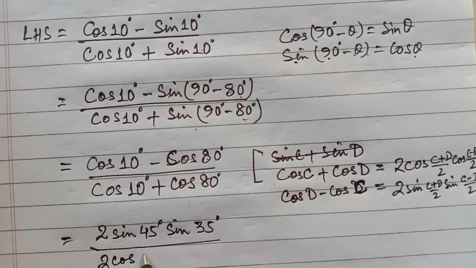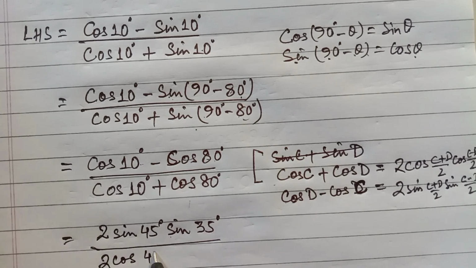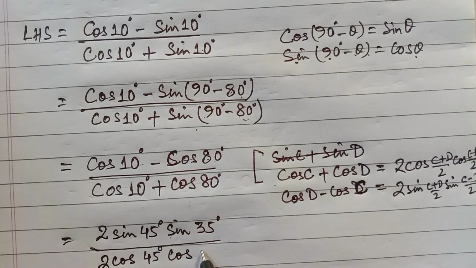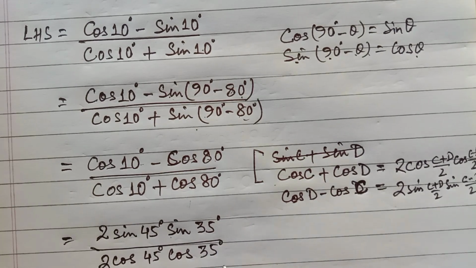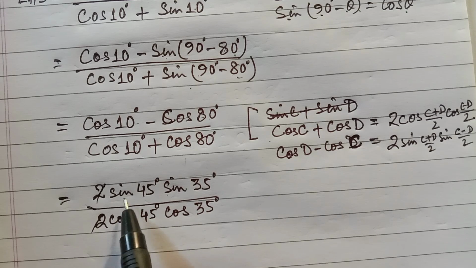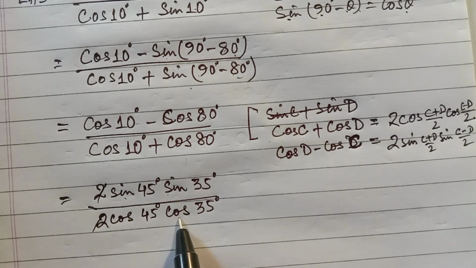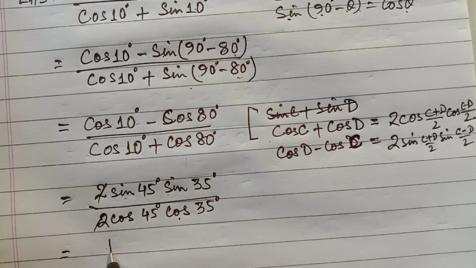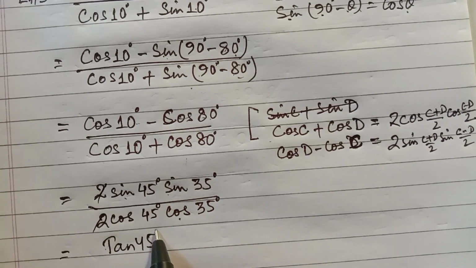If I add, then again I'm going to get 90 divided by 2, 45 degree cos, and in subtraction I get 70 degree divided by 2, 35 degree. So 2 and 2 cancelled. Now we can see sine theta by cos theta, sine theta by cos theta. So I have sine by cos, that means tan 45 degree, tan 35 degree.